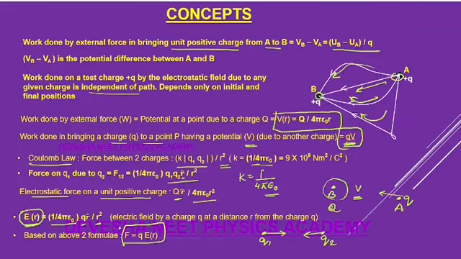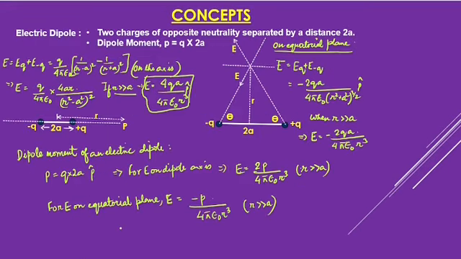Now we come to something called a dipole. What is a dipole basically? For example, if there are two charges of opposite polarity but of the same quantity, so this is minus q, this is a plus q, and they are separated by a definite distance. Imagine that the distance between them is 2a. So this is called a dipole.